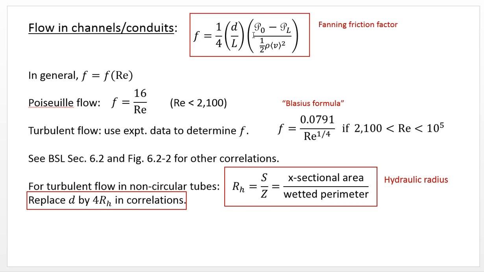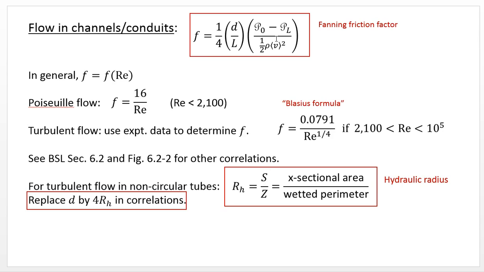So here's the equation written a little bit more neatly for the Fanning friction factor. Now, in general, we can show by dimensional analysis that the friction factor f is a function of the Reynolds number. So for Poiseuille flow, or fully developed laminar flow in a circular tube, the friction factor is simply given by 16 divided by the Reynolds number. And we can solve for that from this equation by substituting.